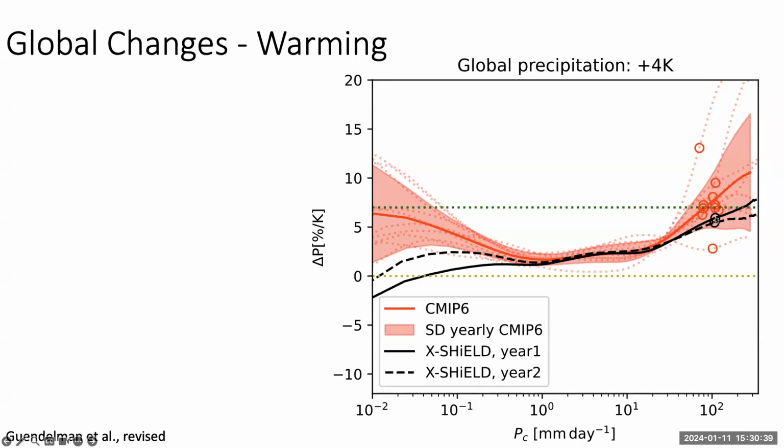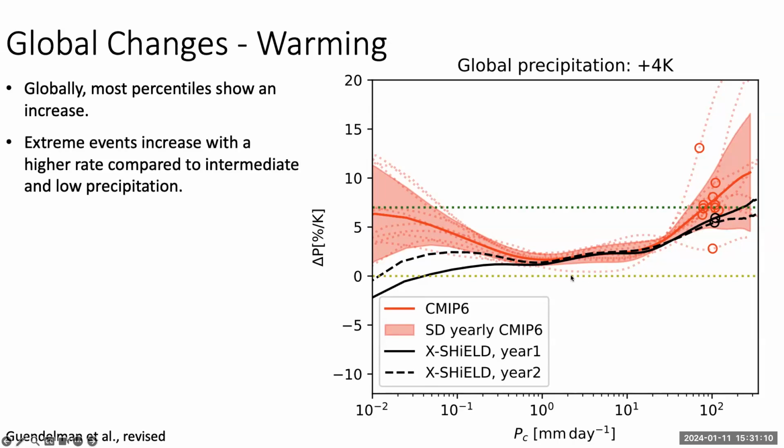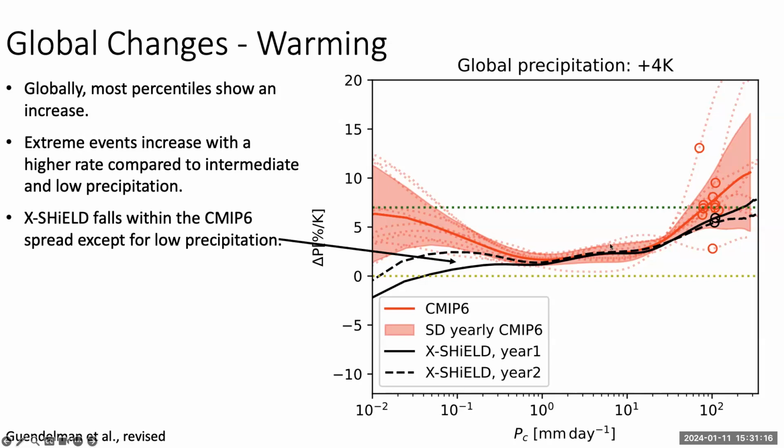So if I'm looking at X-Shield, for example, I'm seeing something of about 5% per Kelvin increase, meaning that in the plus 4K warming, everything that was 100 millimeters per day is now 120 millimeters per day or something like that. So basically, if I'm just describing the response of X-Shield, most percentiles show an increase in precipitation. The higher percentiles show more increase than the lower percentiles. And at large, X-Shield is within the range.